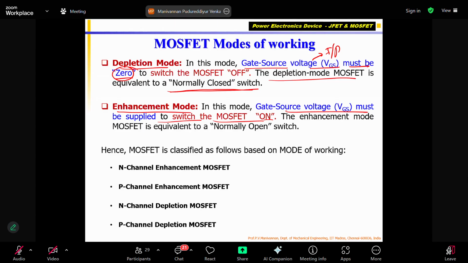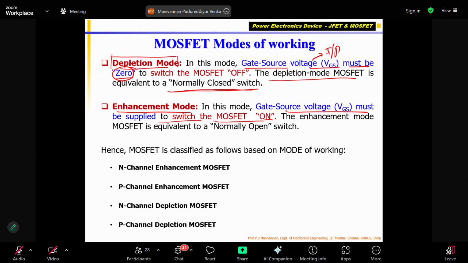If I want to increase more current, what do I do? I give more negative voltage. If I want to reduce the current, I give more positive voltage. So when VGS is 0, for example, 10 amps current is going. If I increase the control voltage to plus 5 volts, the current will increase to 20 amps. If I give minus 10 volts, it will become 0. Current will become 0 amps. So from 10, plus or minus, that is the advantage of depletion mode operation.